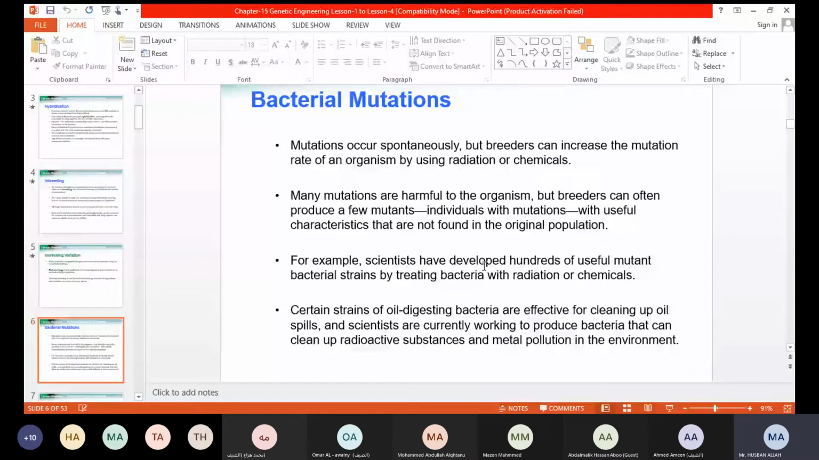First, we have bacterial mutation. Bacteria, as we know, are very hazardous, very dangerous to humans, right? But after mutation, this bacteria is used for the welfare of humans, for the sake and importance of humans.